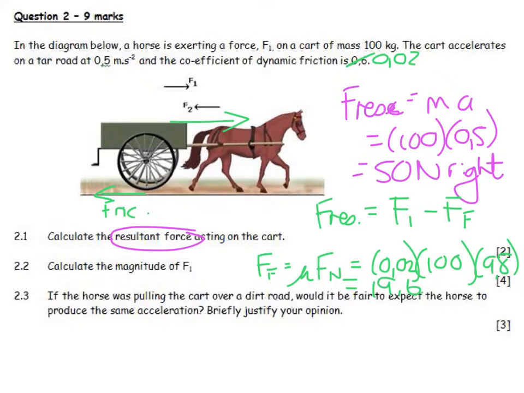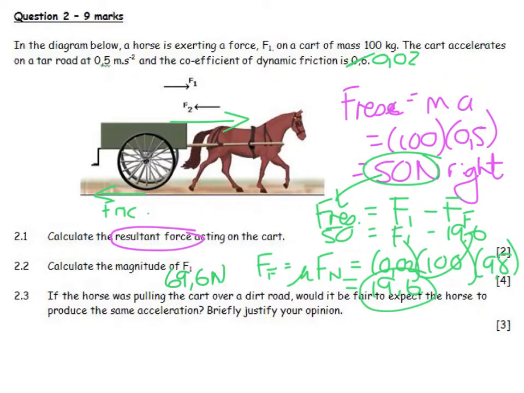Now I substitute that in. We know the force resultant is 50. We know the frictional force is 19,6. And therefore I am able to work out F1. And F1 turns out to be 50 plus 19,6. And that turns out to be 69,6 newtons.